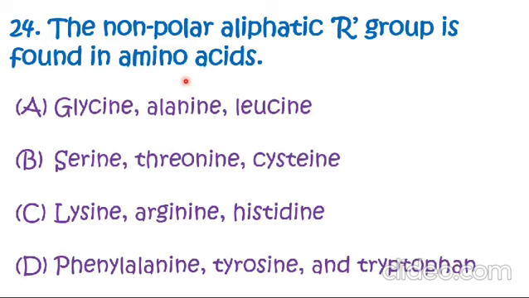Question number 24. The non-polar aliphatic R group is found in which amino acids? Option A is glycine, alanine, leucine. B is serine, threonine, cysteine. C is lysine, arginine, histidine. D is phenylalanine, tyrosine, and tryptophan. So the correct option over here is option number A, glycine, alanine, and leucine. They are non-polar in nature, and the aliphatic side chain contributes to the hydrophobic characteristics of the protein, right? Option number A is the correct answer.